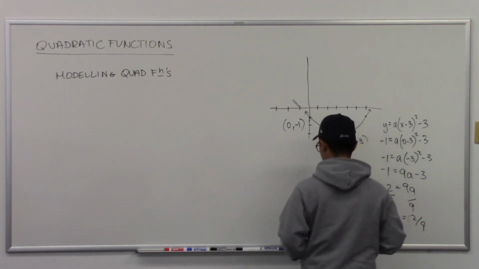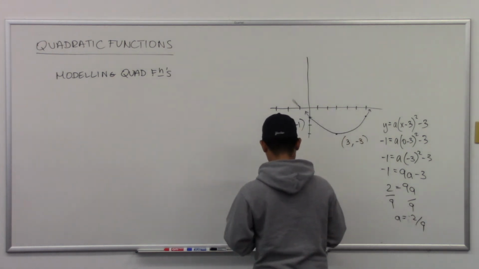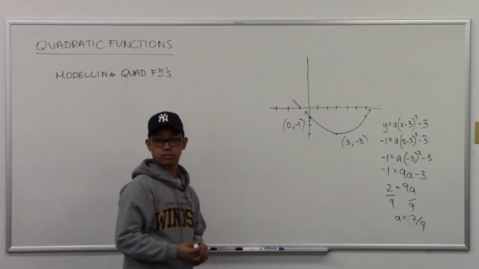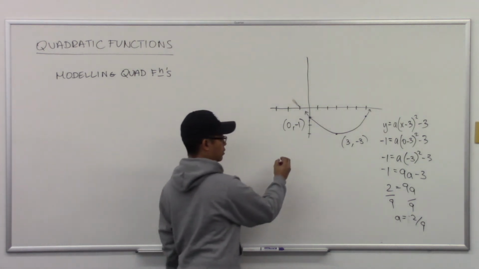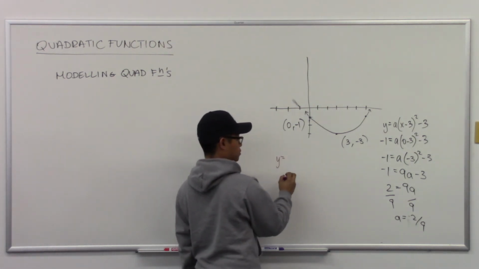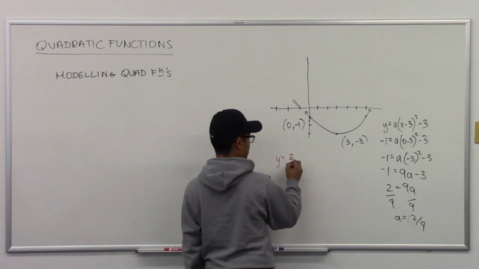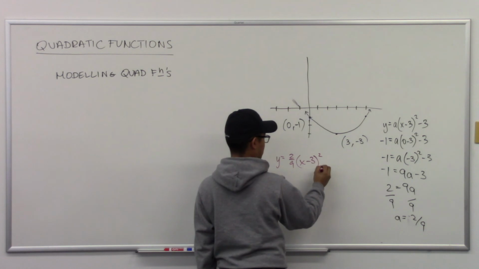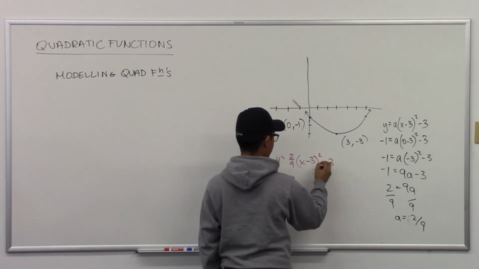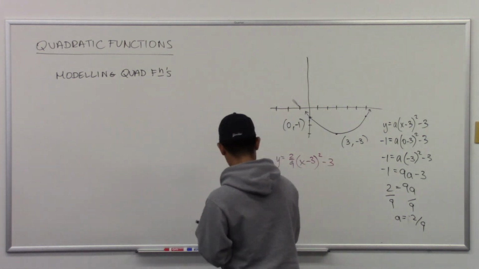What do I have to finish off with, Maya? You have to sub it back into the equation. y equals 2 over 9 bracket x minus 3 squared minus 3. Good job, guys. Last one.